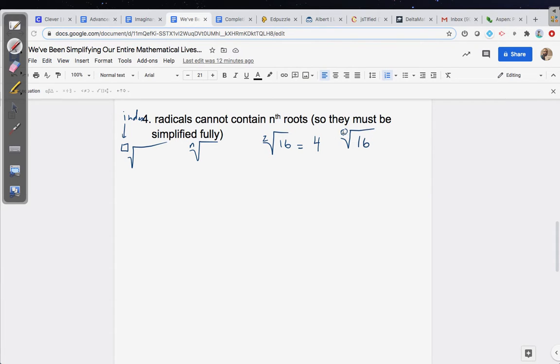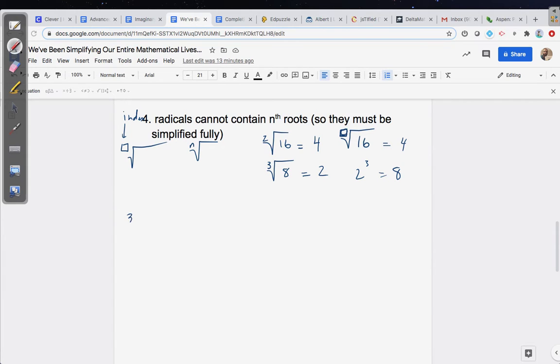So even when you see this notation, this is not a 0, it's a kind of a space, a placeholder, this is 4. You can have other n values. You could have the cube root of 8, for instance, which would be the number 2, meaning that 2 to the third is 8. So radicals cannot contain nth roots. Here's an example of that.